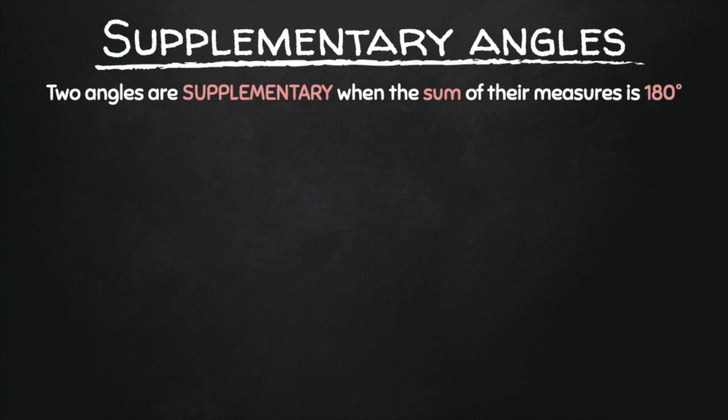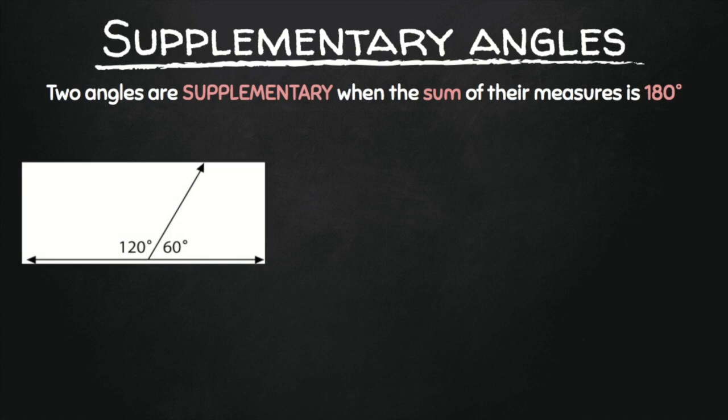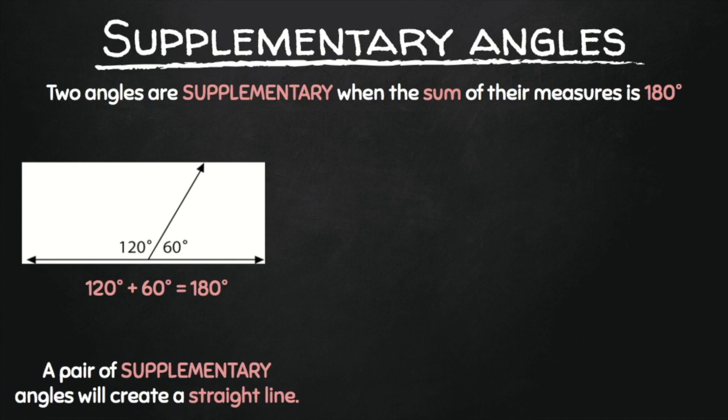So very similar to complementary, but now instead of adding up to 90 degrees, supplementary angles will add up to 180 degrees. So let's look at a picture of what that might look like. I know that these angles are supplementary because 120 degrees plus 60 degrees equals 180 degrees. A pair of supplementary angles will create a straight line. So any straight line is measured as 180 degrees. Two supplementary angles will make a straight line because they're also equal to 180 degrees.